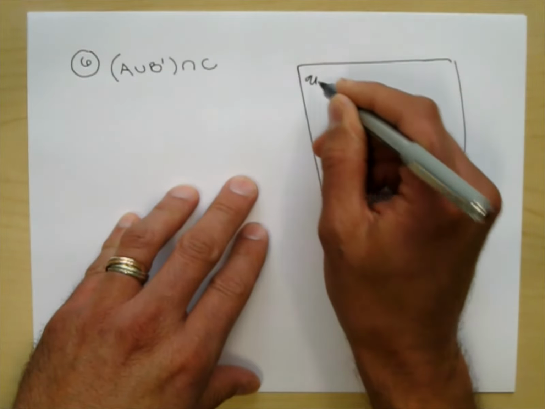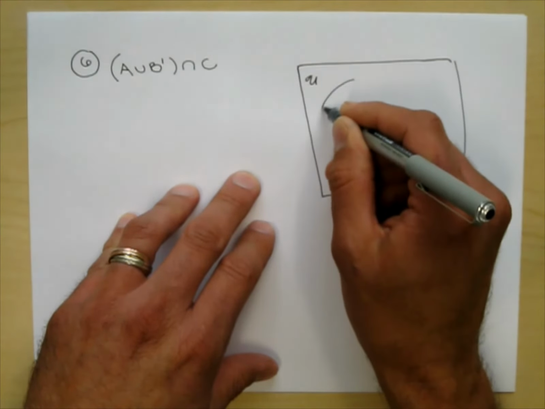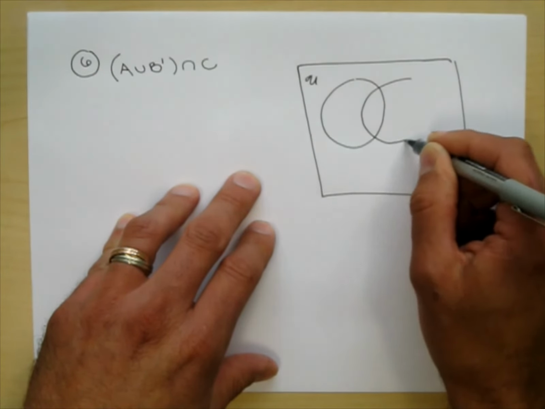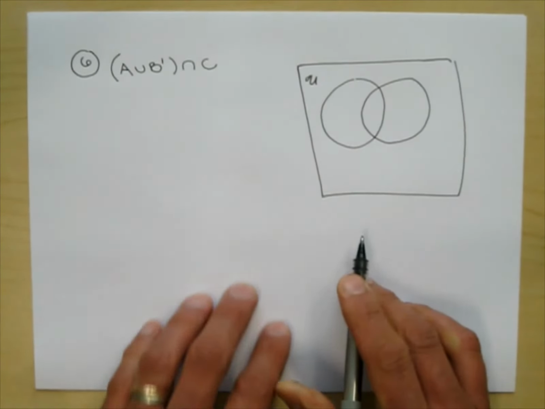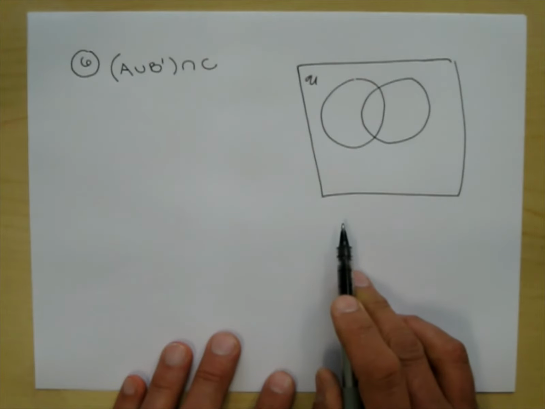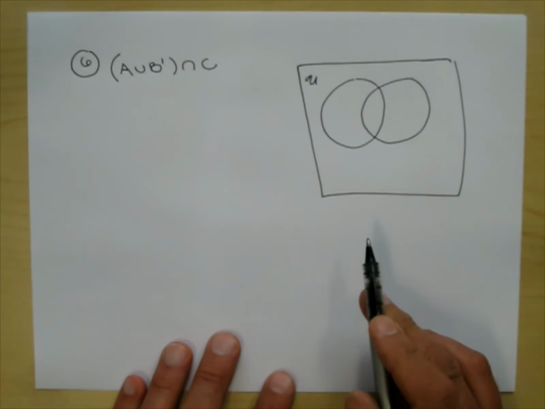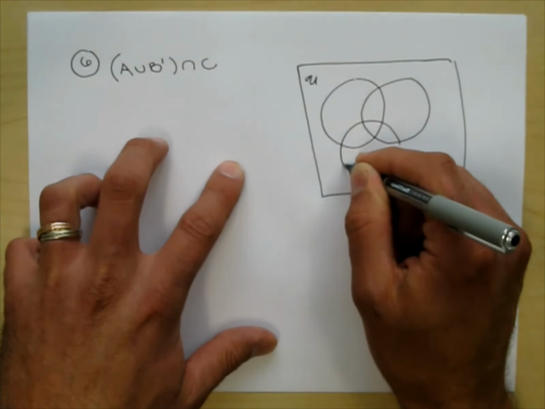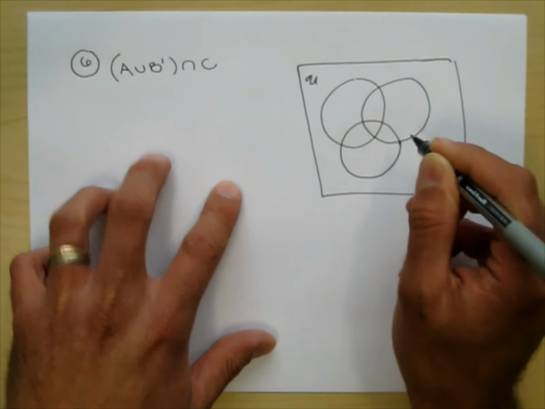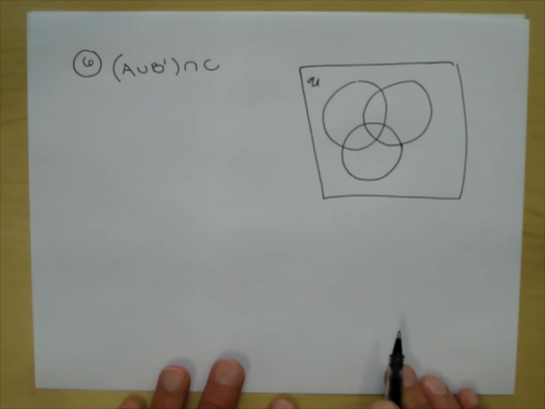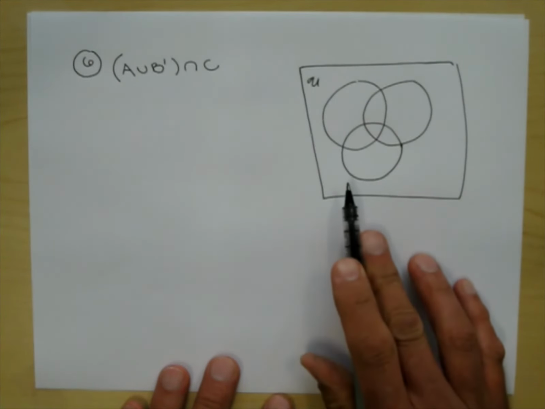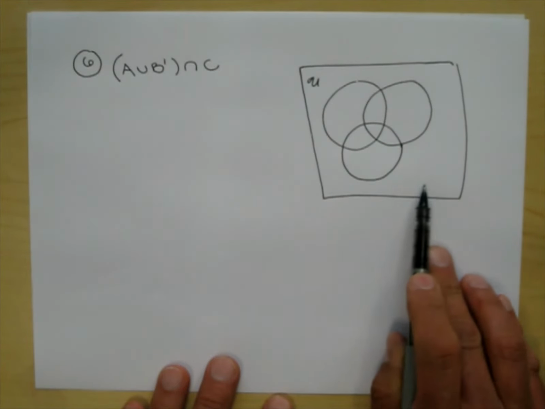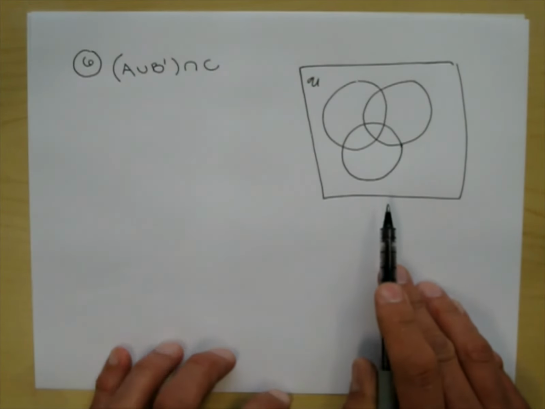Here's the universal set. I'm going to draw set A right there, set B right there, and now I want to put a third circle, set C, where I'm going to get the most regions, and that would be intersecting both of those circles. So you can count how many regions there are if you counted them. 1, 2, 3, 4, 5, 6, 7, and then the outside region, there's 8 of them.